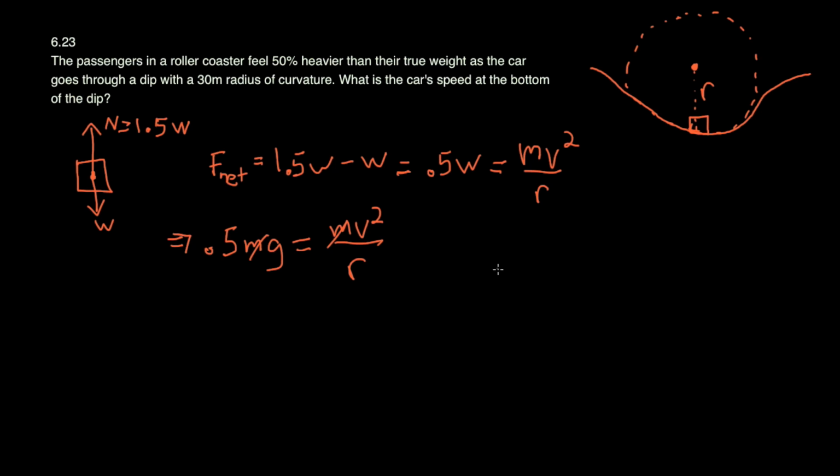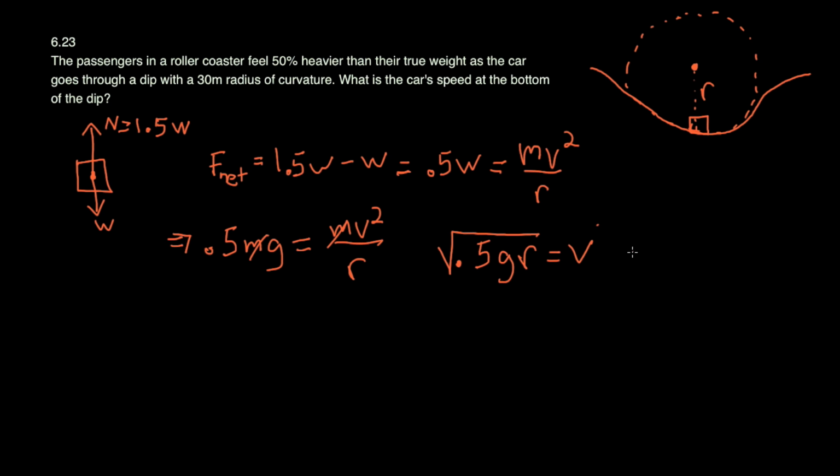So let's rearrange this and solve for v. So multiply r to both sides. 0.5 g times r is going to be equal to v squared. But instead of writing the square, let's just take the square root of both sides. So now we just have the square root of 0.5 g times r is equal to v.